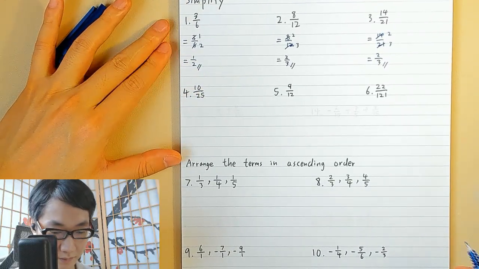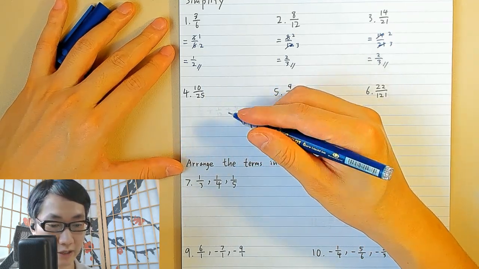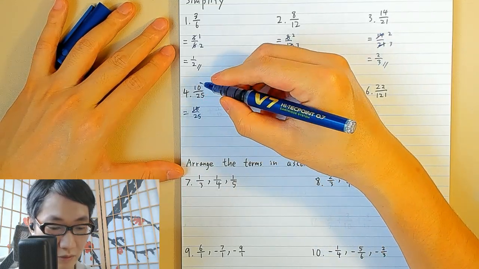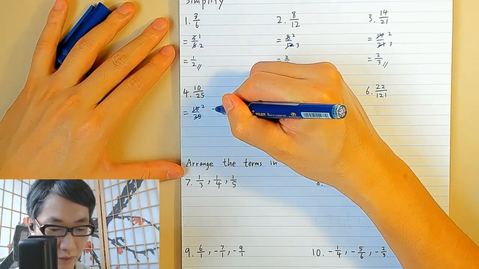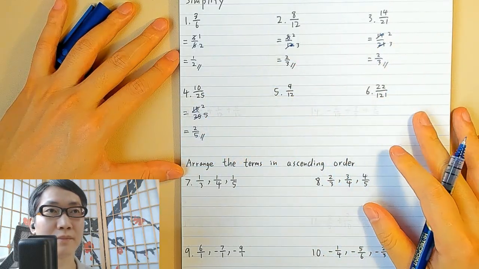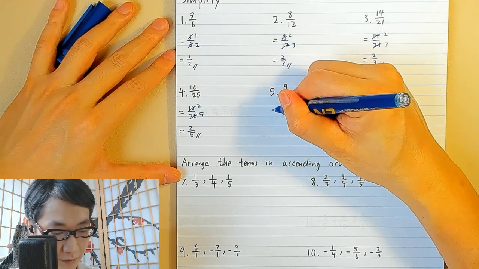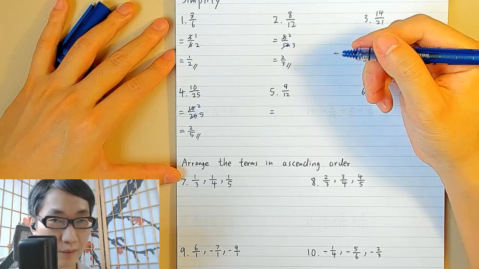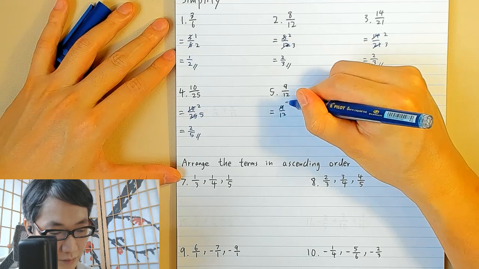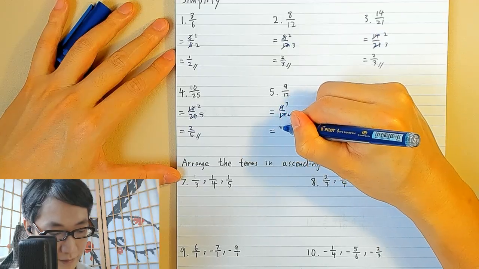Number 4, 10/25. Both of them are divisible by 5. So let's do 10 divided by 5 is 2. 25 divided by 5 is 5. 2/5. Okay. 5, 9/12. So both of them are divisible by 3. So let's use that. It will be 3. 12 divided by 3 will be 4. 3/4.